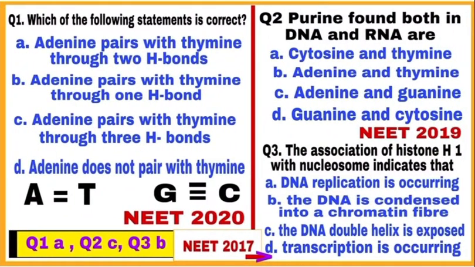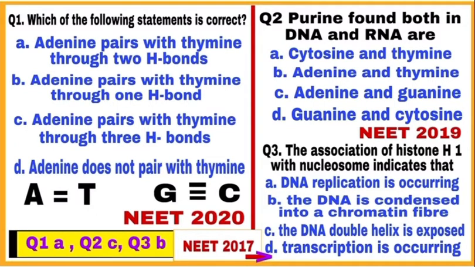Question number 1. Which of the following statements is correct? Out of 4 given statements, statement A is correct, that is adenine pairs with thymine through 2 hydrogen bonds. Adenine thymine से पेयर करता है by 2 hydrogen bonds and guanine cytosine से पेयर करता है by 3 hydrogen bonds in DNA molecule. So mark A as a correct answer.